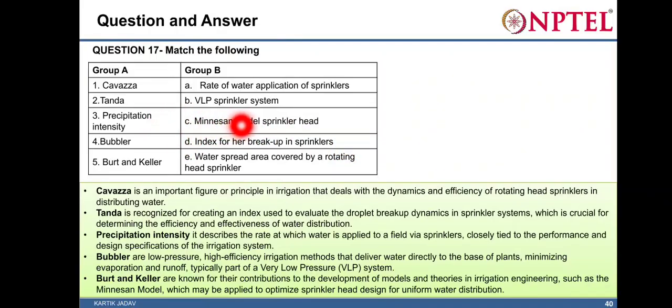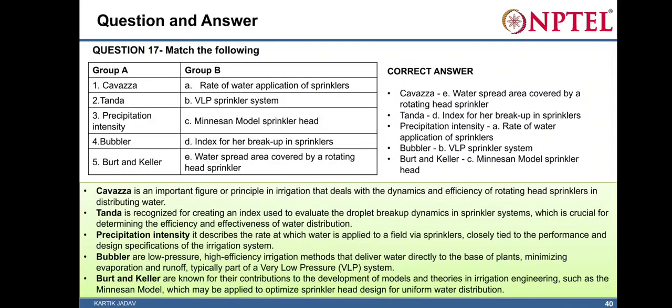Then pressure intensity. So pressure intensity describes the rate at which the water is applied to the field by a sprinkler. Okay, option A. And bubbler. So a bubbler is a low pressure, high efficiency irrigation method to deliver water directly to the base of plants. And Burt or Keller are known for their contribution to the development of models or theory in irrigation engineering, such as the Nielsen model, which may be applied to optimize sprinkler design for uniform water distribution. So these are the correct answers.